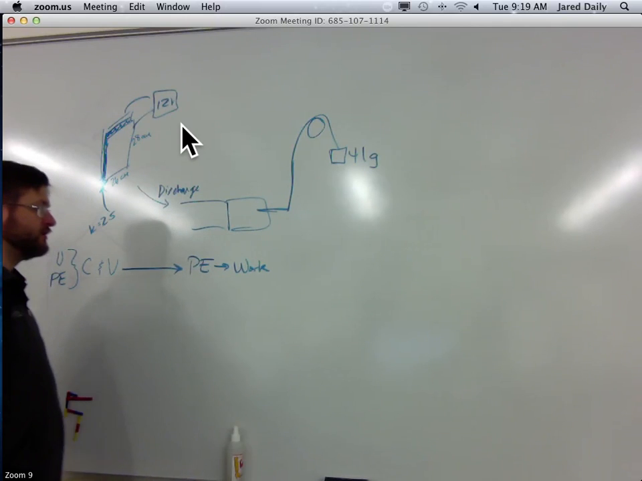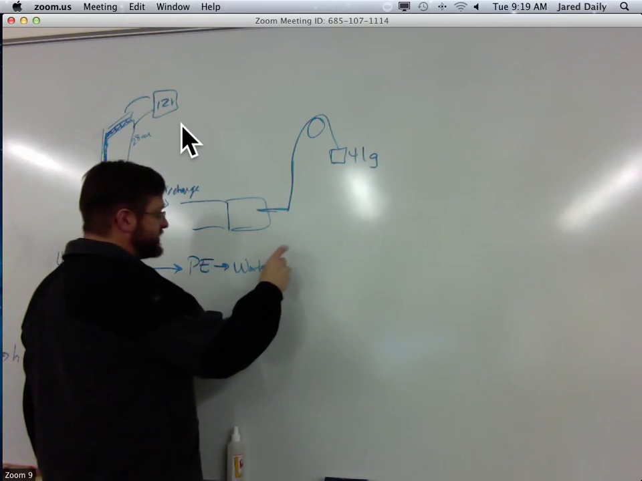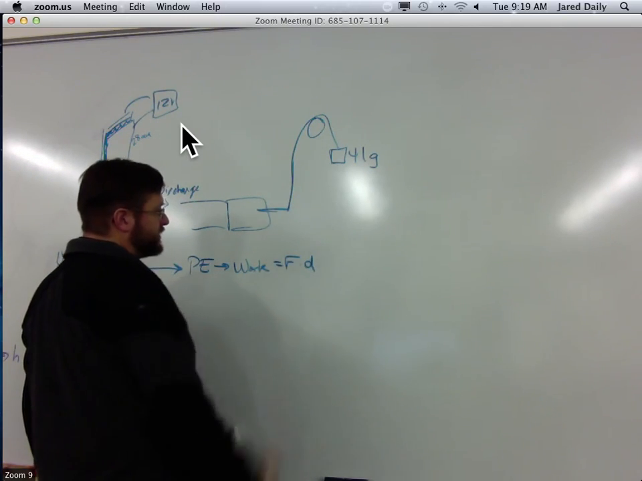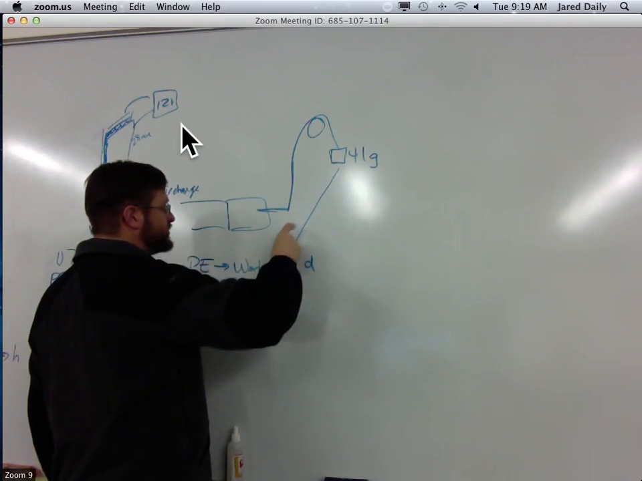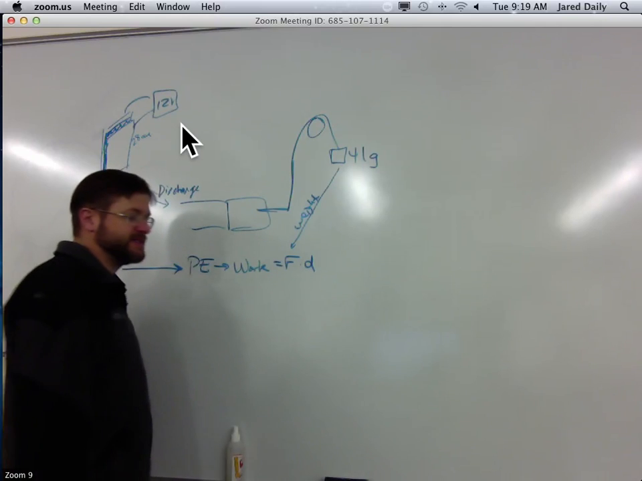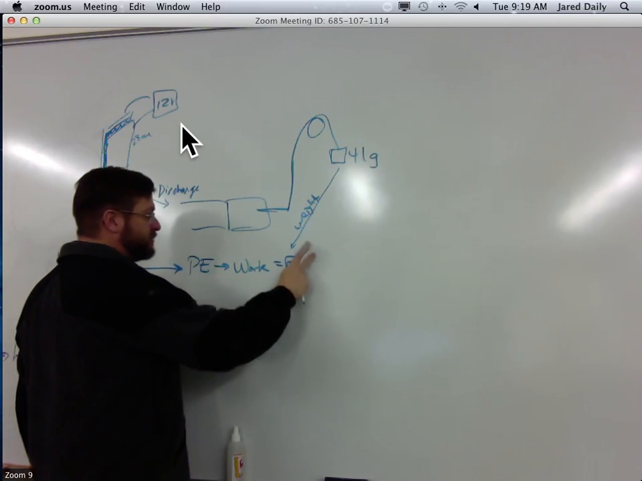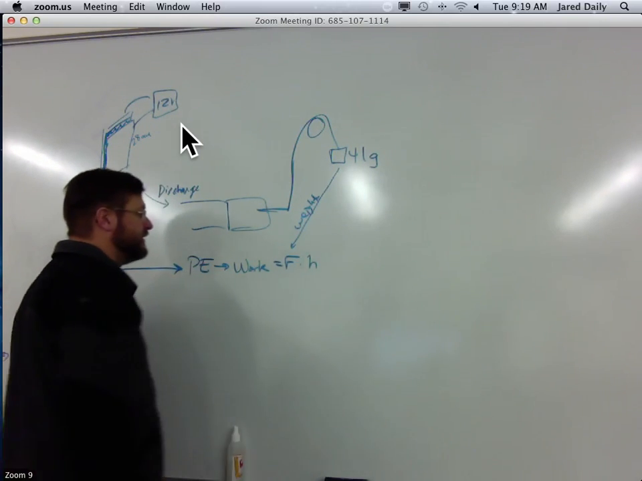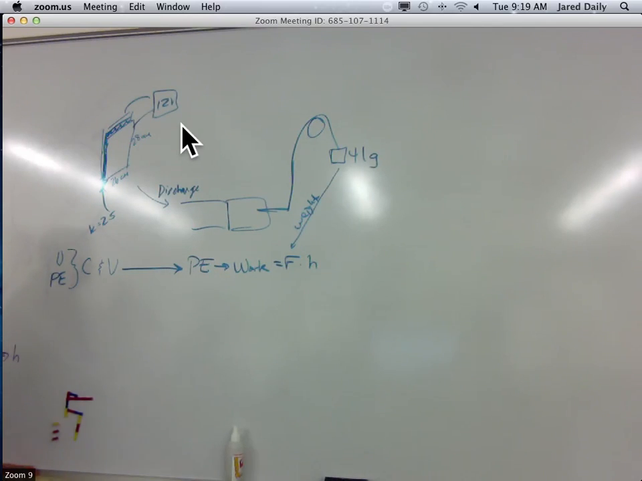And what is work? Well, work is equal to force times distance. And what is the force? The force is going to be equal to the weight of that thing. And what is the distance? That's the thing we're measuring, which is the height. So I'm going to replace that with h, height. Now I can finish filling in formulas, because I know where the energy is coming from and where it's going.